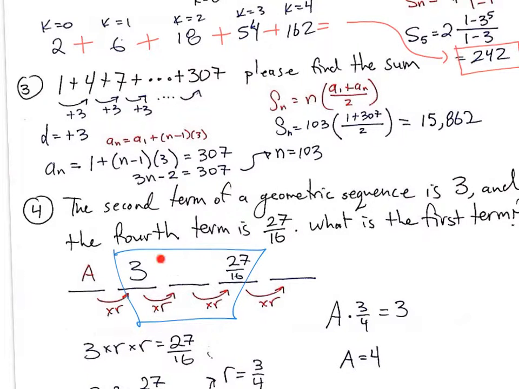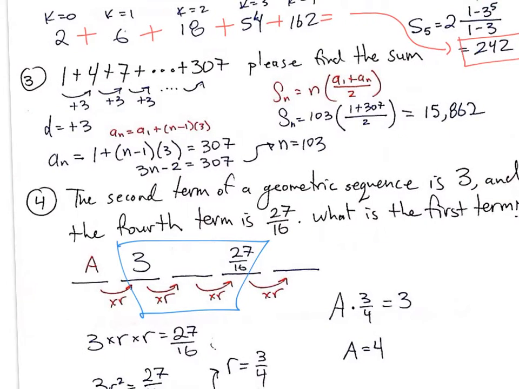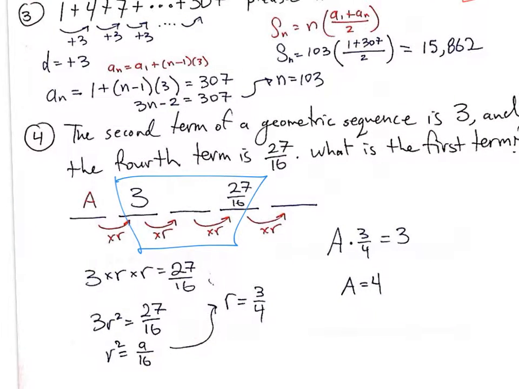So right here, with this information, we know that 3 times r times r equals 27 over 16. So this is that in equation form. r times r is r squared. So you just use your algebra skills a bit. We would divide both sides by 3. We'd take the square root, and then we'd get the common ratio. So we know that this times 3/4 is this, times 3/4 is this, times 3/4 is this, and so on.